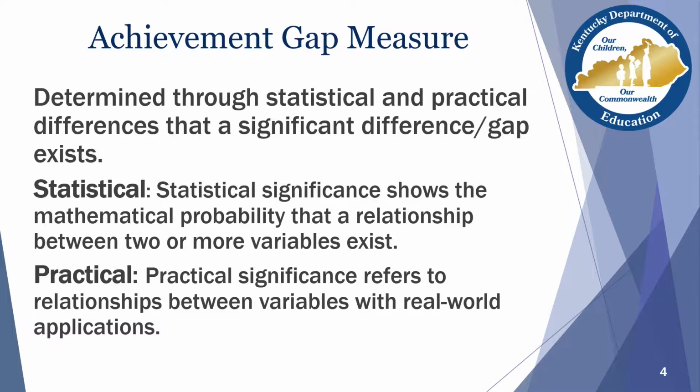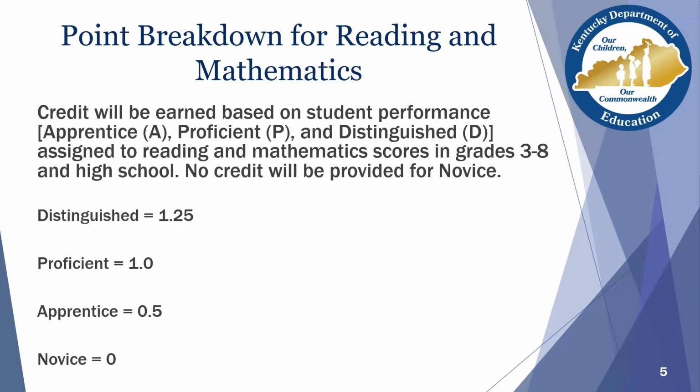Additionally, the size of the difference and the number of students in the student demographic group gives one a better idea about the practical significance and impact of a statistical result. Like many other areas represented in the accountability system, points are awarded for apprentice, proficient, and distinguished. The point distribution for performance levels are applied for students representing a specific student group compared to the reference group to determine if a significant gap does exist.